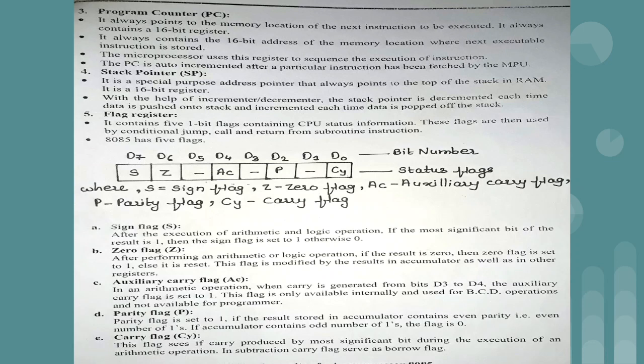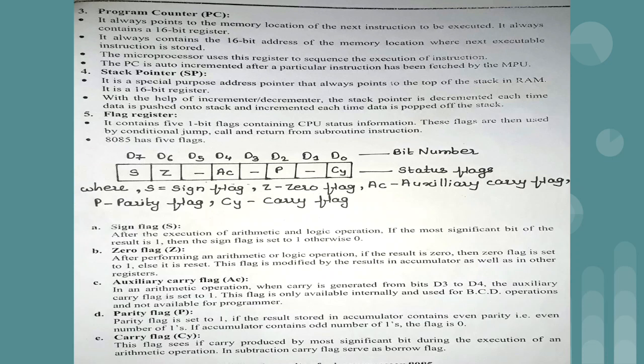Then the next flag is the parity flag. Parity flag means that if your result contains an even number of 1s. Suppose you got the result as 3. What is the binary value of 3? 0011. In the result we have an 8-bit result, so 4 zeros and then 0011. So the final result is 6 zeros and then 2 ones. So now in the result we have 2 ones.